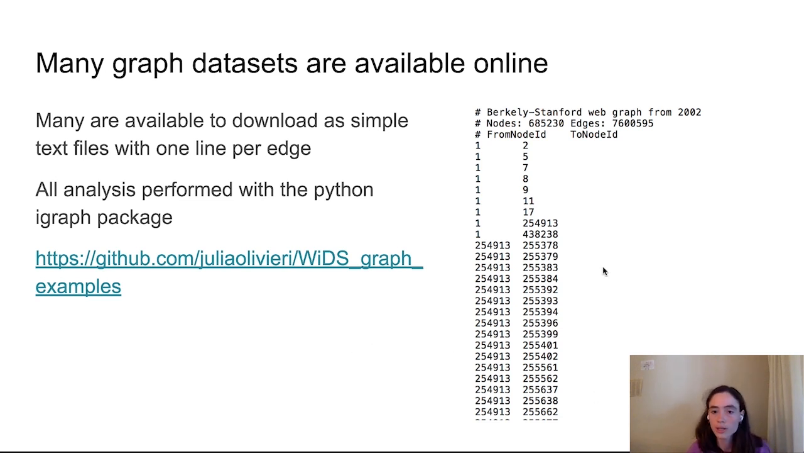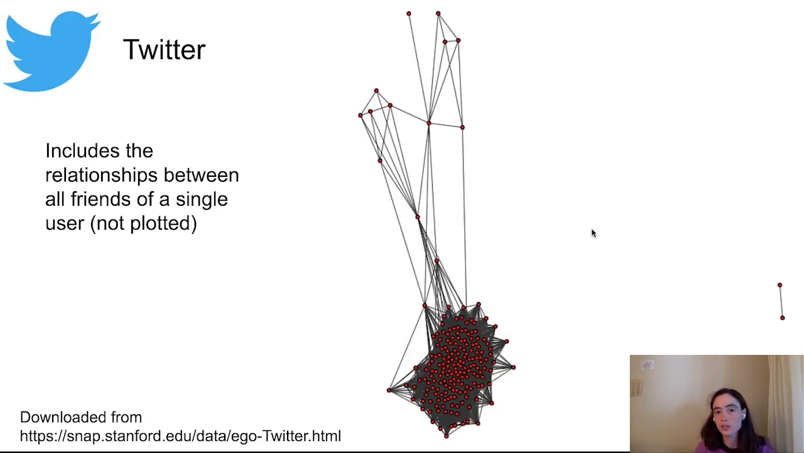So let's start looking at the datasets we'll be working with. The first is a Twitter dataset. This is showing a social network based on a single Twitter user, where that single user isn't plotted, but all of the people they follow and who follow them are plotted, and there is an edge between 2 users if one of those users follows the other.